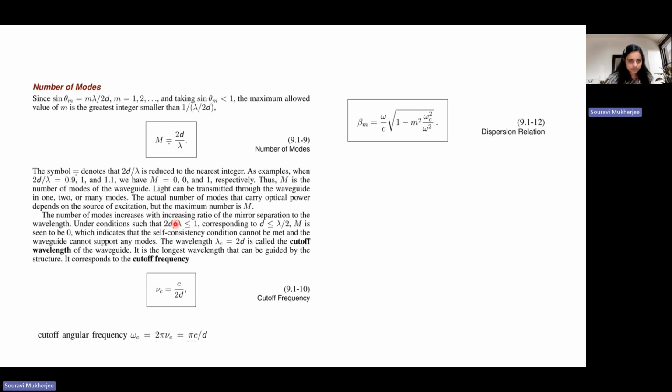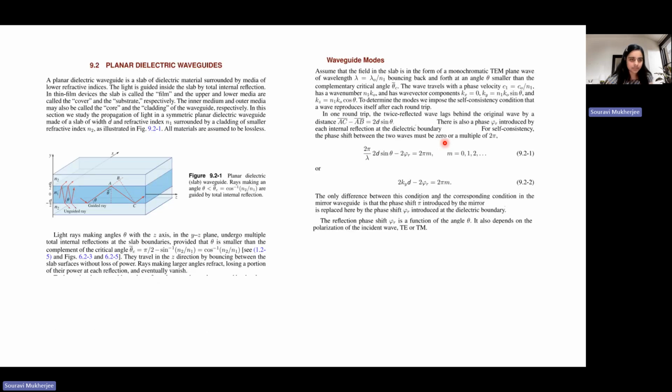So if d is the distance between the two mirrors, then if 2d by lambda is less than or equal to 1, then there are no modes that are actually supported by the waveguide. So there's again a cutoff frequency below which things don't get propagated. And this is a dispersion relation that relates the propagation constants with the frequencies of the signal. We did see that, just as having two mirrors and then air in between can act as a waveguide, you can also have multiple dielectrics of different dielectric constants stacked together.